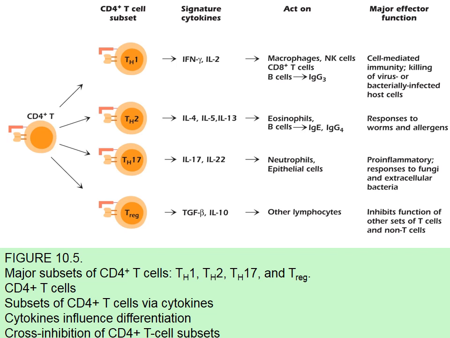So they are responses to worms as well and allergy. They basically act on eosinophils and B cells, and then they will cause the B cells to produce IgE and IgG4. So you can see that IgE is an important antibody, and this antibody is produced with the help of CD4 cells, and specifically CD4 Th2 type cells.